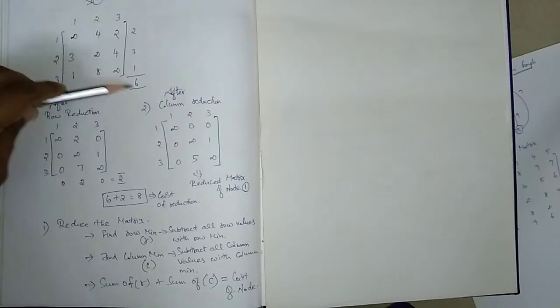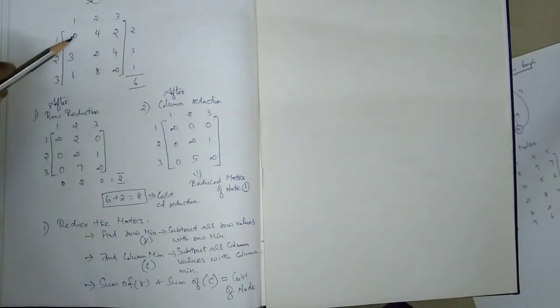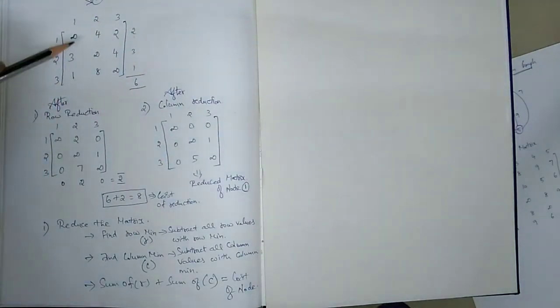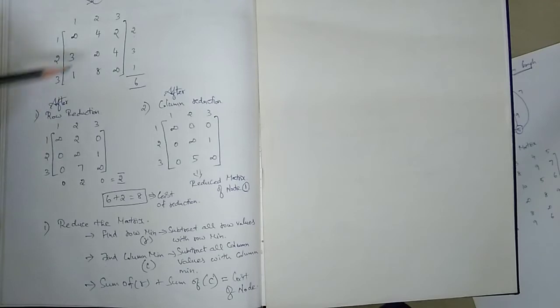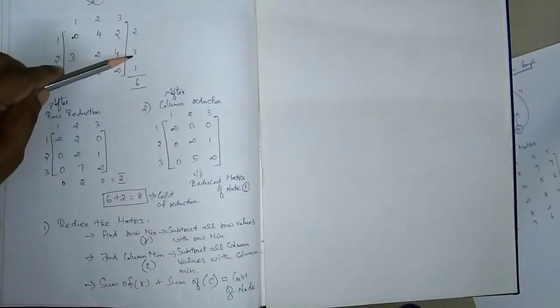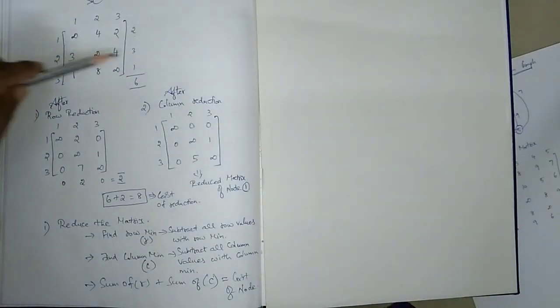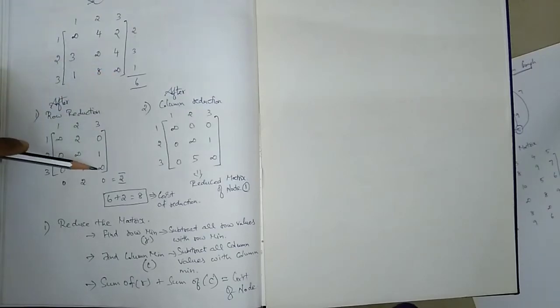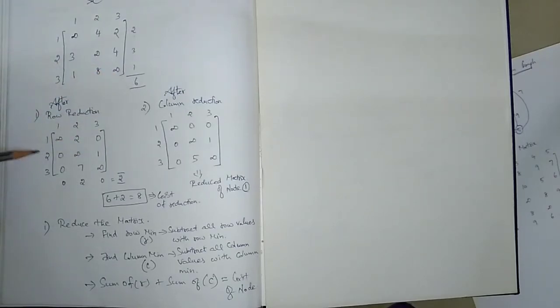After finding the sum, we perform row reduction. That is, every row's values are subtracted by its minimum value. So infinity is written directly. 4 minus 2 is 2. 2 minus 2 is 0. The same way, in the second row the minimum value is 3. Therefore 3 minus 3 is 0. Infinity is written directly. 4 minus 3 is 1. In the third row the least value is 1. So 1 minus 1 is 0, 8 minus 1 is 7, and infinity is written. So this is the result after row reduction.